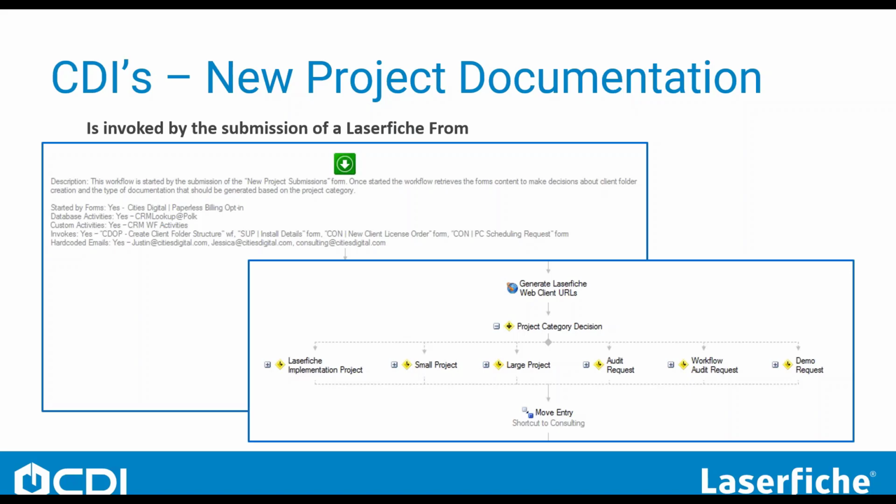and creates a new project folder, and then standardized documentation for all of our projects based on whether it's a Laserfiche implementation, a small project, a large project, an audit request, workflow audit, a demo. So it will create standardized documentation in our repository automatically for us. If it's an implementation, it blasts all of our standardized training materials, maybe the statement of work, all of that, so that we don't have to go find it again and do a save as. It just gives us the document.